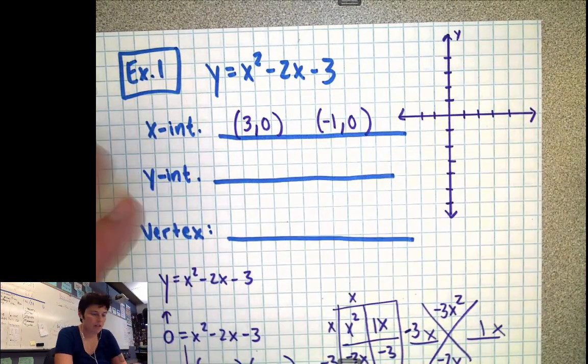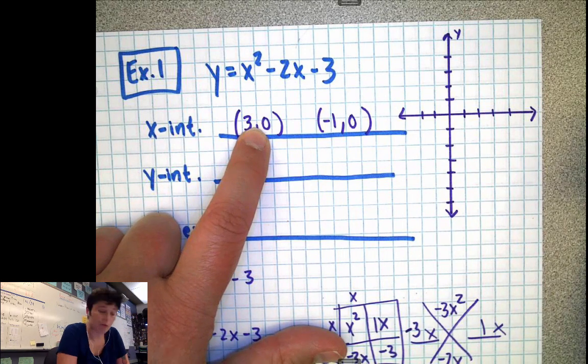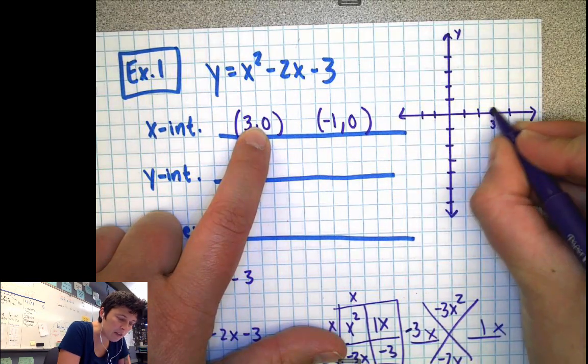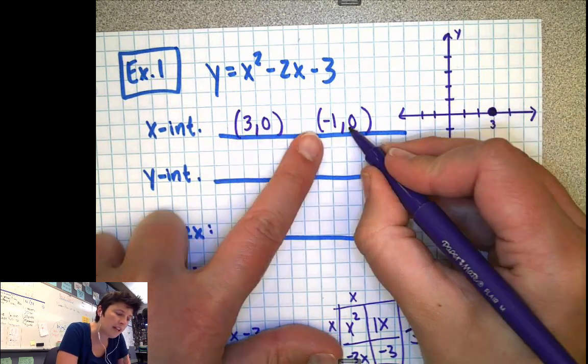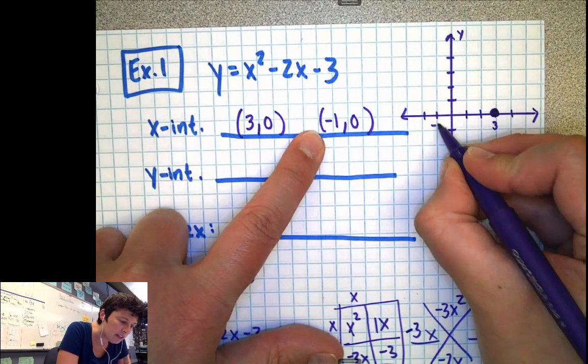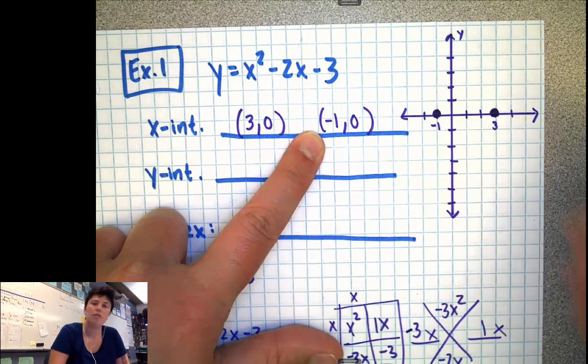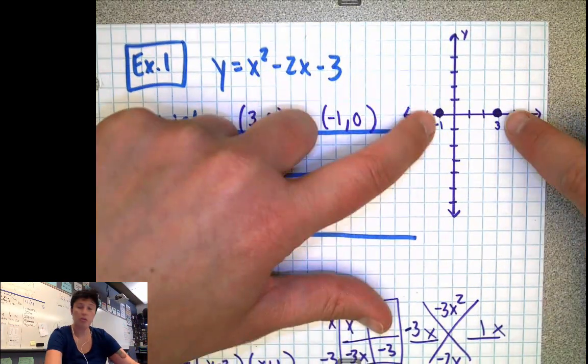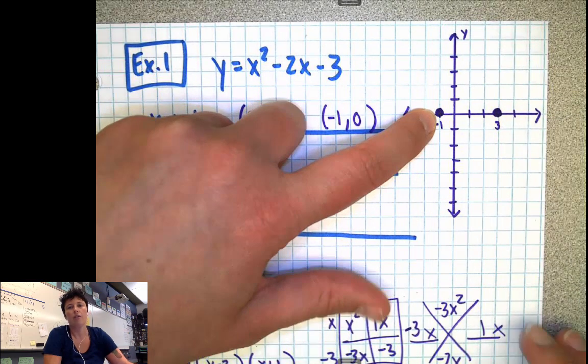I'm going to put 3, 0 as one of my roots. So here's 3, 1, 2, 3. Here's 3, 0. Here's my x-intercept at 3. And my other one's at negative 1, 0. So here's negative 1 right here. So at least I have a beginning idea of what this graph looks like. It crosses through those 2 points. All right. Well, that helps me out.